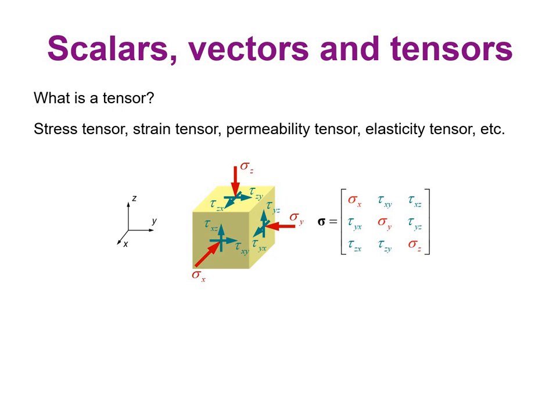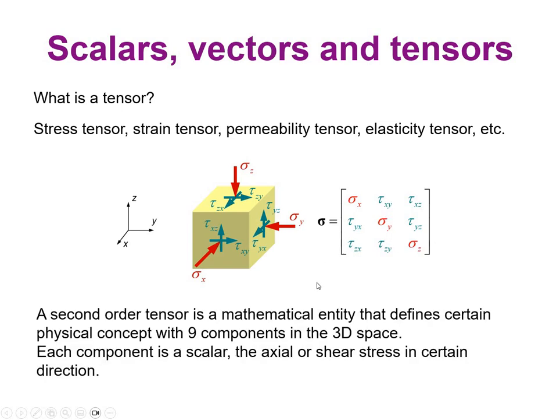So we can represent this stress tensor with this cube, or we can represent it using matrix algebra, with this matrix where the main diagonals are the axial stresses and the rest of the elements are the shear stresses. A second order tensor, and this is a second order tensor for mathematical reasons, is a mathematical entity that defines a certain physical concept with 9 components in 3-dimensional space.